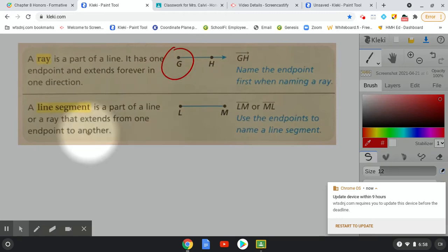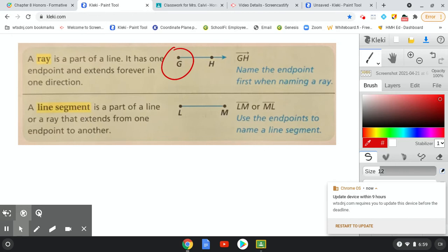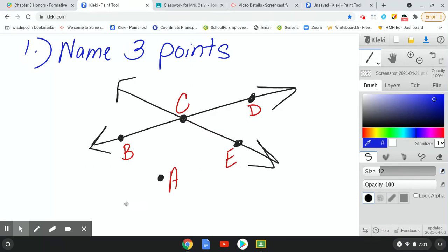Okay. Now, looking at a line segment, that is a part of a line or ray that extends from one endpoint to another. So here, if you notice, I don't have arrows on either end. It is an endpoint on both ends. So here, you can use the endpoints to name the line segment. It doesn't matter whether I'm naming it as line segment LM or ML, because those are both endpoints, so I can name them either way. And if you notice here, the symbol is just a line above without any arrows. Okay, so you're going to want to jot that down into your notes section of your binder so you have that as well.